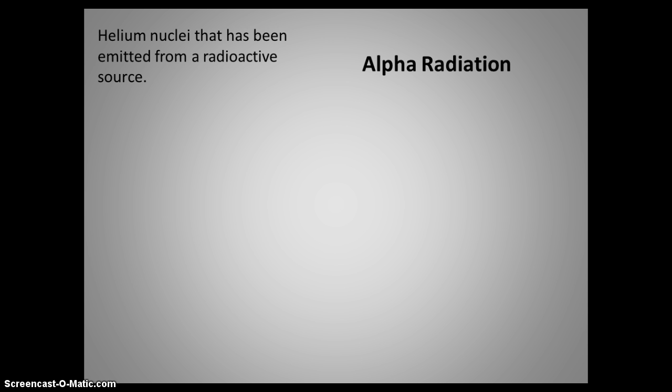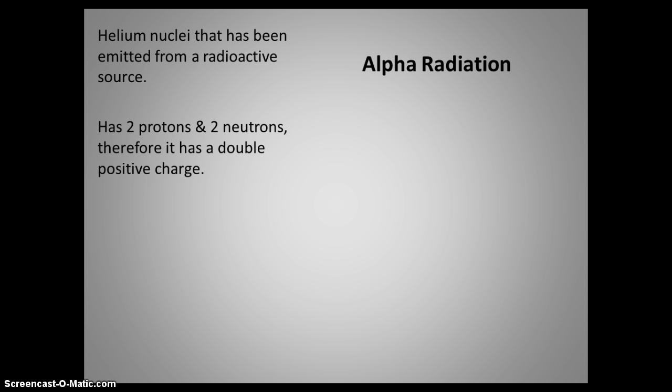So you're going to have the nucleus of a helium that's being spit out of another radioactive atom. It's going to have 2 protons and 2 neutrons. So that means it's going to have a double positive charge. It's going to have a 2+ charge. It can either be written as the Greek letter alpha or as a 4,2-He. We're going to use this when we're doing reactions.